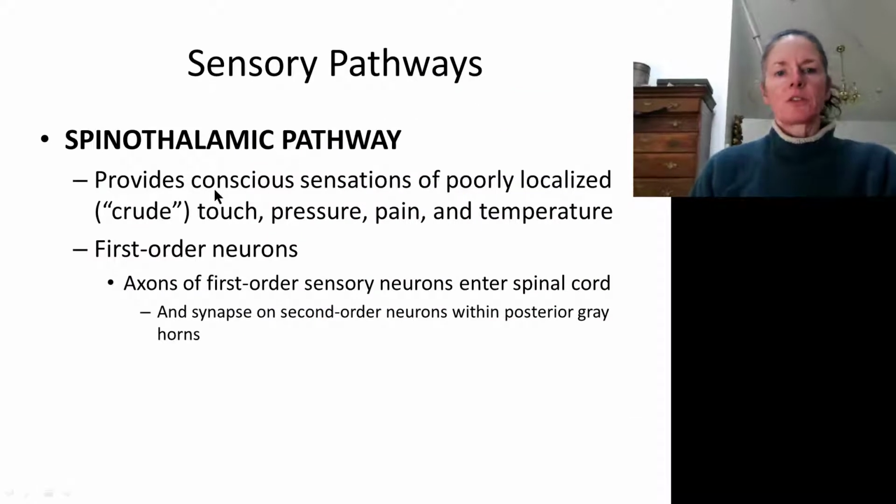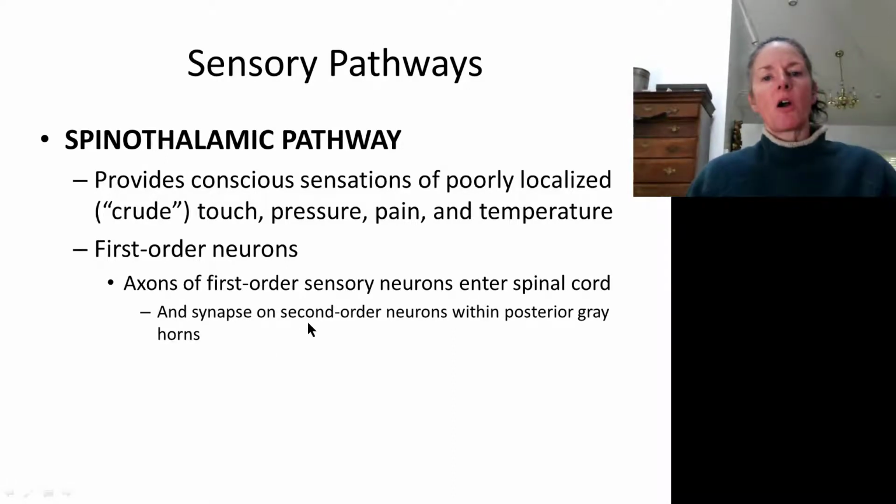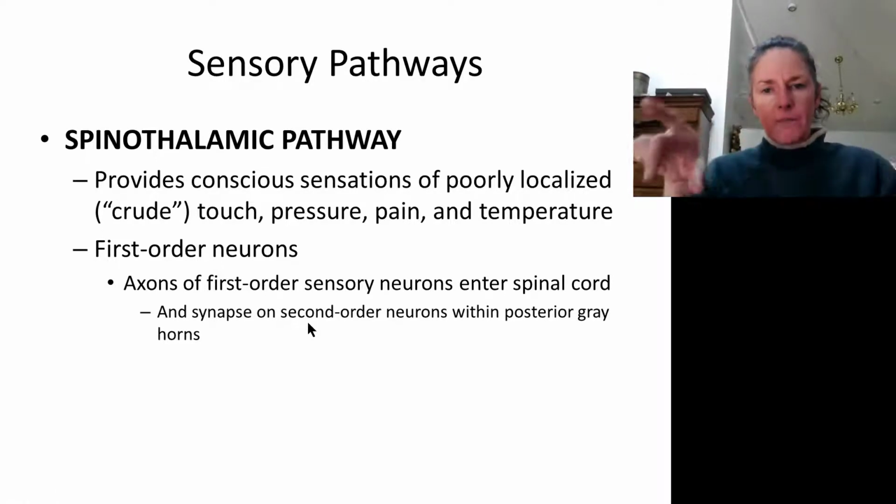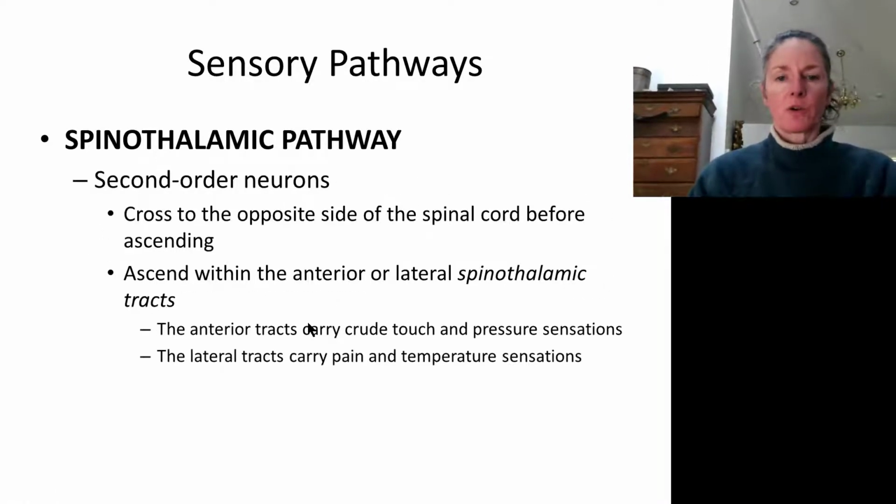All right, so now let's look first at the spinothalamic pathway. This is going to give us conscious sensations of crude touch, pain, temperature, pressure, and so forth. So our first order neurons are going to enter the spinal cord and synapse on second order neurons within the posterior gray horns. Remember our somatic sensory nuclei in that posterior part of the posterior gray horns.